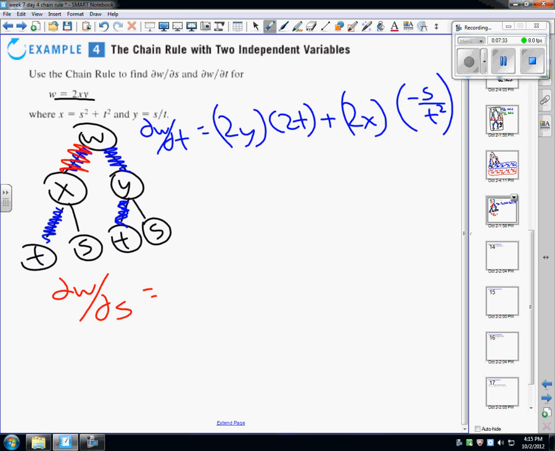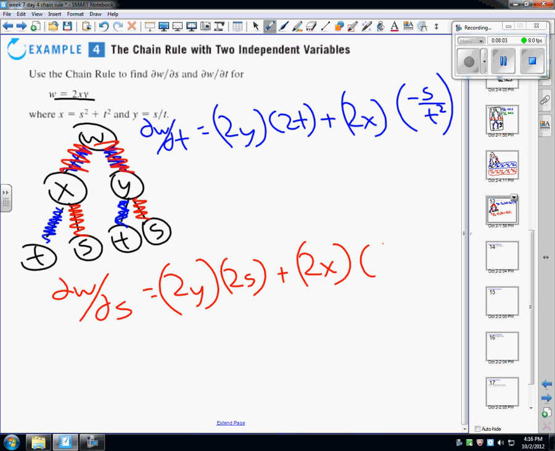Here we go. That guy's the same, 2y. But now I'm doing x to s, which is just 2s, plus, okay, let's see. Now I got to go down the w to x, or sorry, w to y, which is just 2x again. And then I need to go from the y to the s. Now here it's s over t. Remember, the t is just a number. So this guy is just 1 over t. So there's the partials.